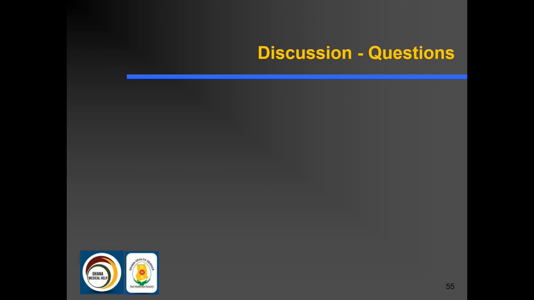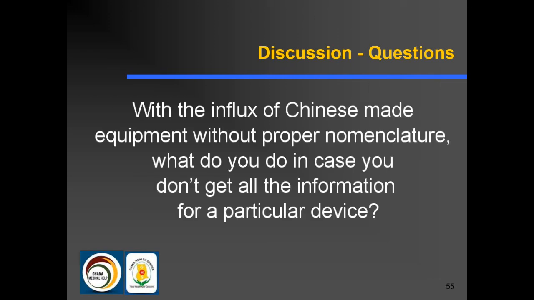Next question. The question is, please, with the influx of Chinese-made equipment, may not have all the proper nomenclature and data. What do you do in case you don't get all the information? Well, the answer is you put in as much information as you can into the database. Often there's missing information, such as purchase information or year of manufacture, those kind of details. With respect to the nomenclature, you do need to understand what the device is, so that you can classify its generic name and specific name. But you just do your best to put information in. As Bill indicated, the inventory system is dynamic, so if you get that information at a later date, you can add it.